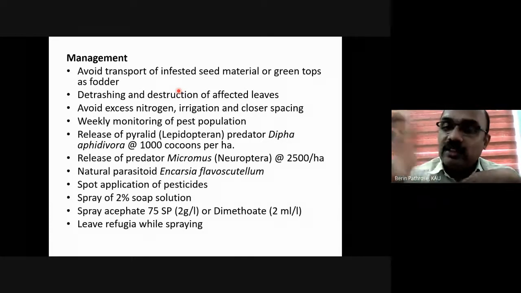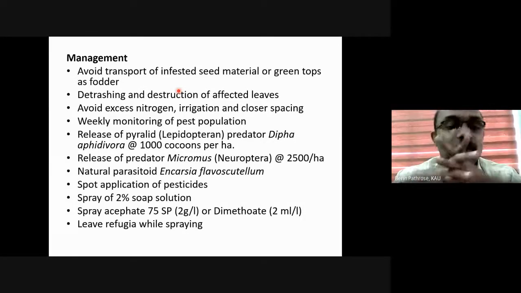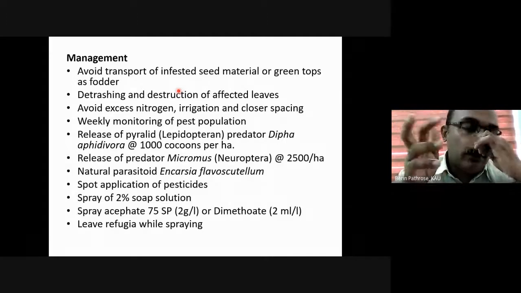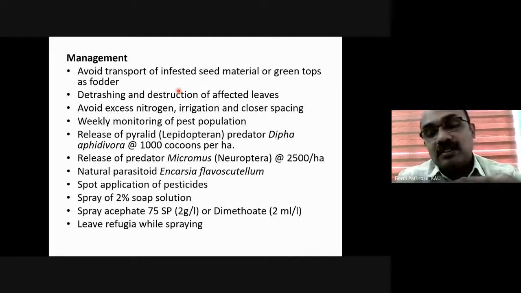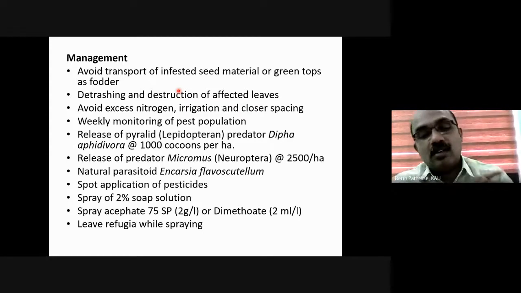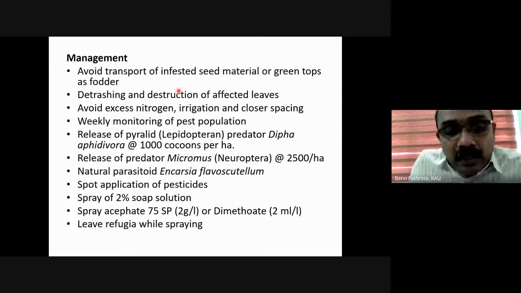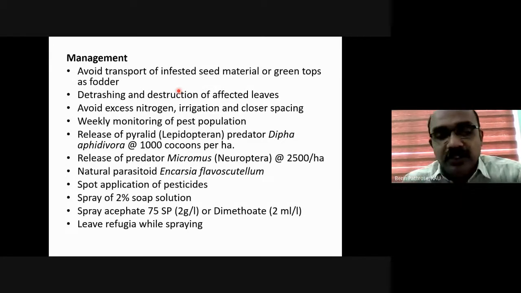So go for a spray of soap solution. It will remove all the waxy coating and we can reduce the pest population. And if it is severe, we can go for pesticides such as acephate and dimethoate. Acephate is recommended at the rate of 2 gram per liter. Dimethoate is 2 ml per liter. And leave refugia while spraying.